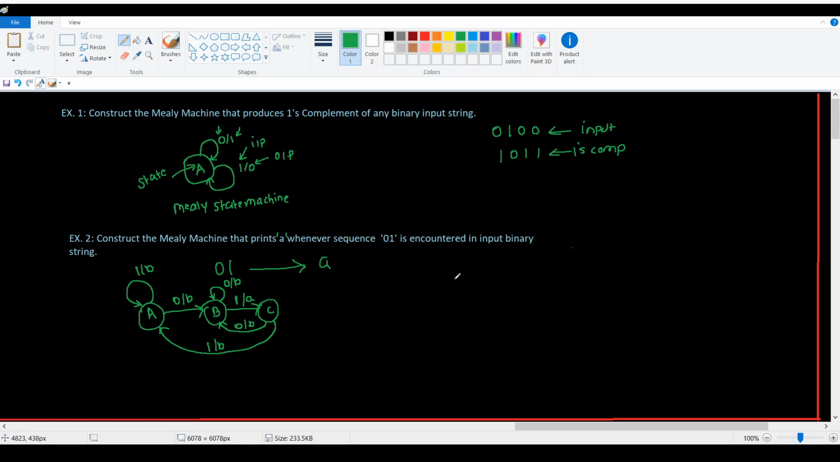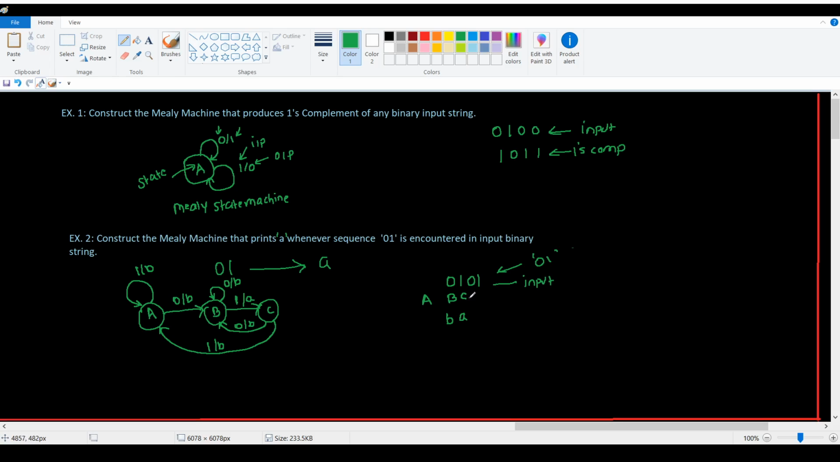So let us verify some input pattern here. 0, 1, 0, 1. We need to detect 0, 1 pattern in this input. So initial condition is what? A. Right? Input 0 occurs. What is the next condition? B. What is the output? B, right? Now, when present condition is B, input is 1, next condition will be the C, and output will be the A.